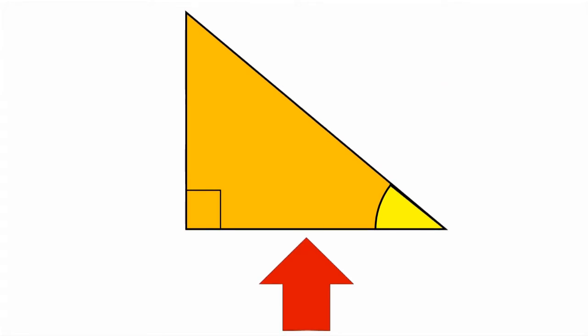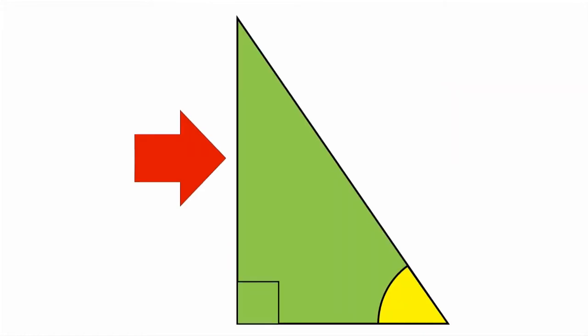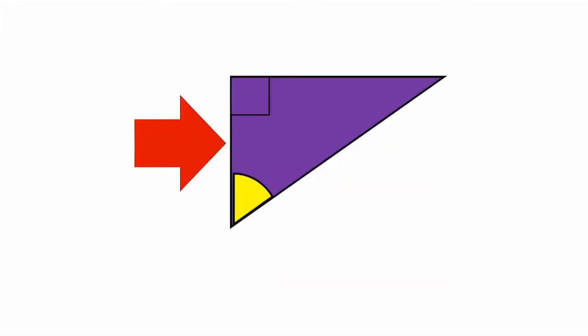That's the adjacent. It's the side next to the angle that we're focused on. That's the adjacent. It's the side next to the angle that we're focused on. That's the opposite. It's the side furthest away from the angle that we're focused on. That's the hypotenuse. It's the longest side of the triangle. That's the adjacent. It's the side next to the angle that we're focused on.